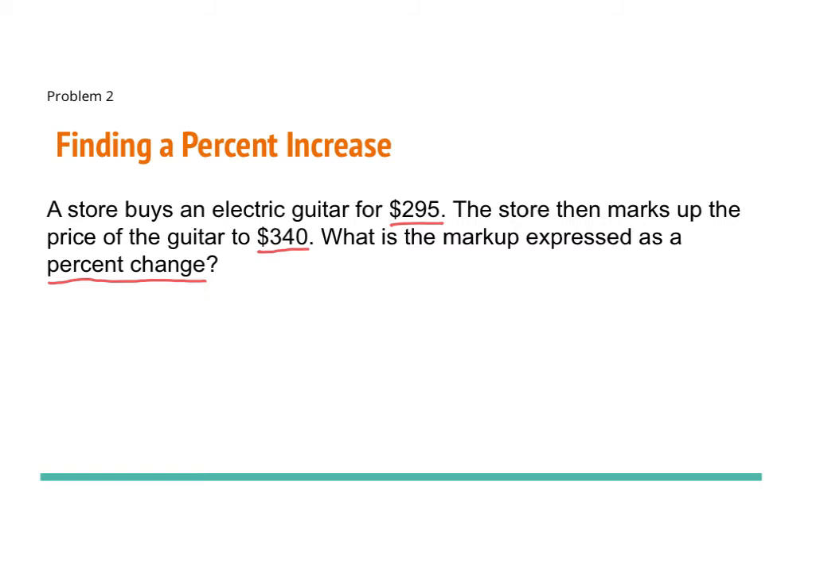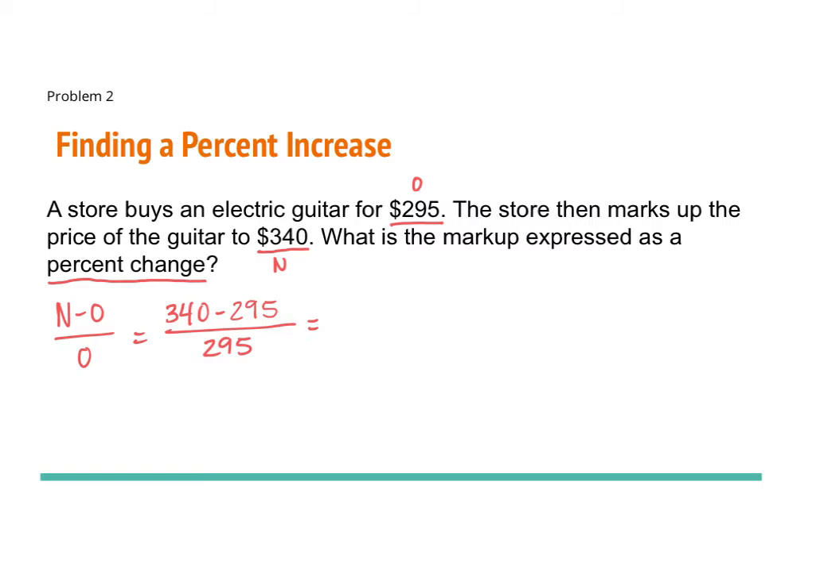Percent change. Remember, percent change, we should automatically think n minus o over o, where n, our new value, the markup value, is $340, and our old value, or the original price, was $295. So let's do 340 minus 295 divided by 295. At this point, we can already check: since our old value is less than our new value, it's a percent increase, and we know that because our value is going to be positive.